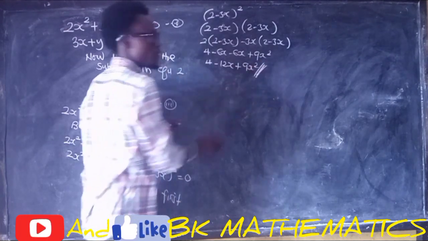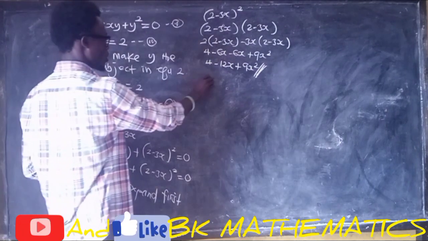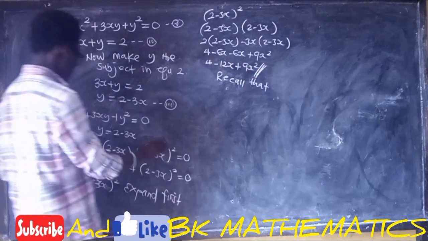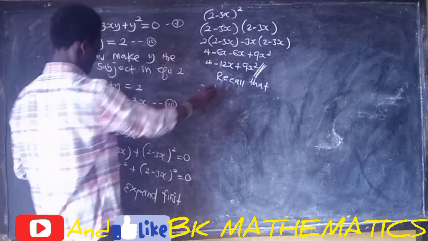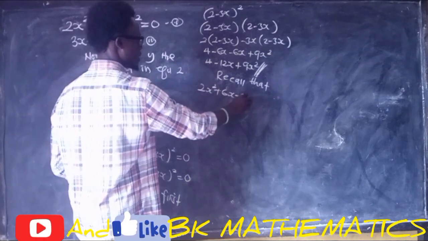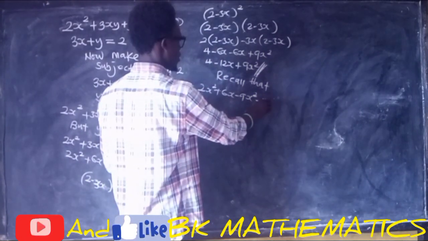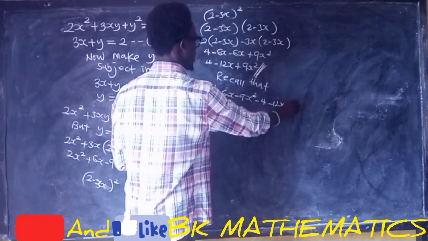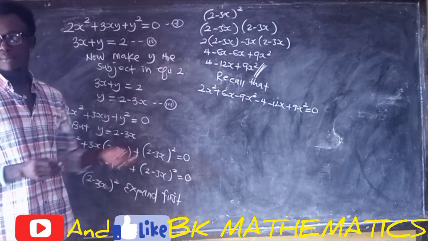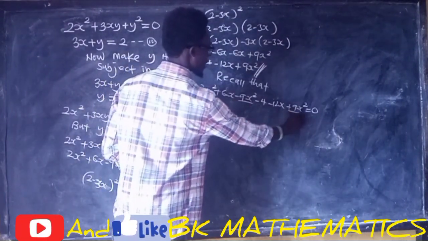Now, since we have expanded this bracket, let's take it from where we stopped. Recall that we have 2x squared plus 6x minus 9x squared, then plus 4 minus 12x plus 9x squared, and everything becomes 0. From this point, minus 9x squared and plus 9x squared cancel with each other.